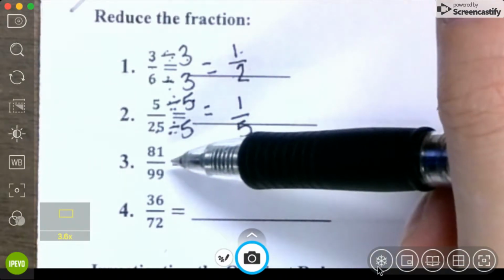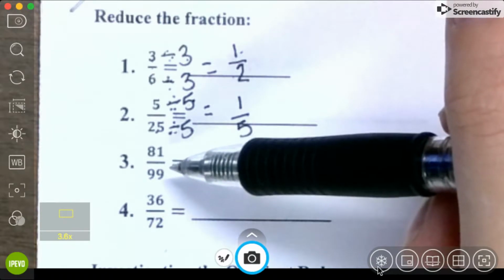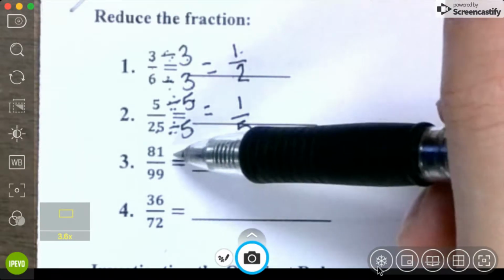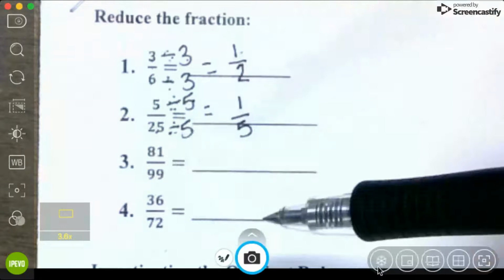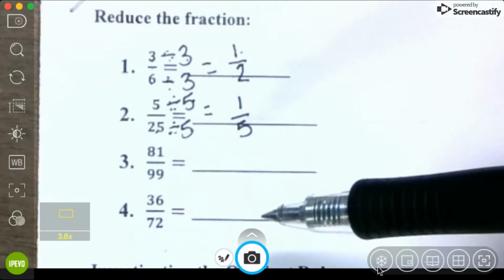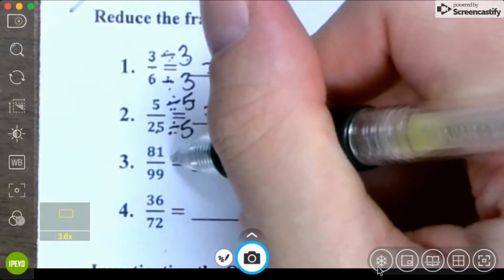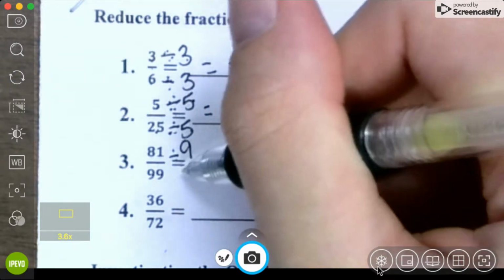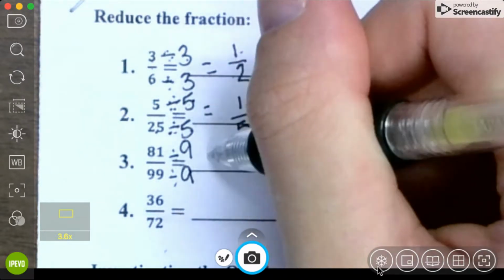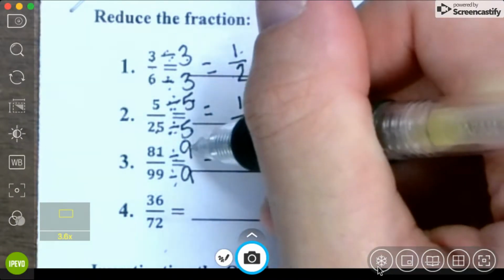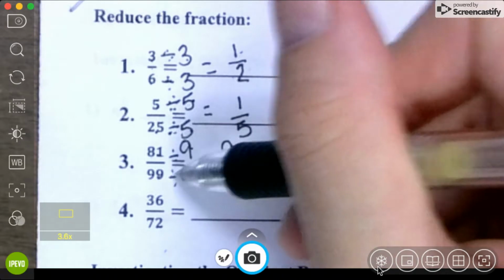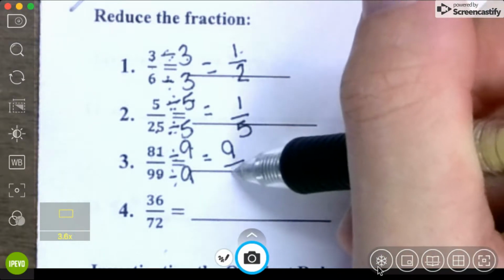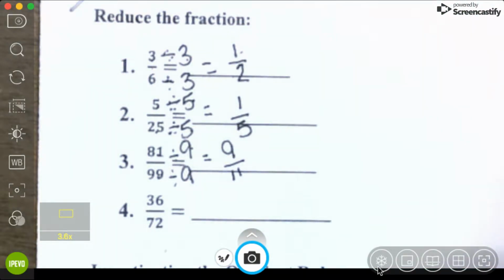This one was on your test, and this one tripped a lot of people up. So 81/99. That one's really hard, isn't it? Well, I know 9 goes into 81 and 99, so I can try that. 81 divided by 9 is 9. 99 divided by 9 is 11. I can't divide that anymore.